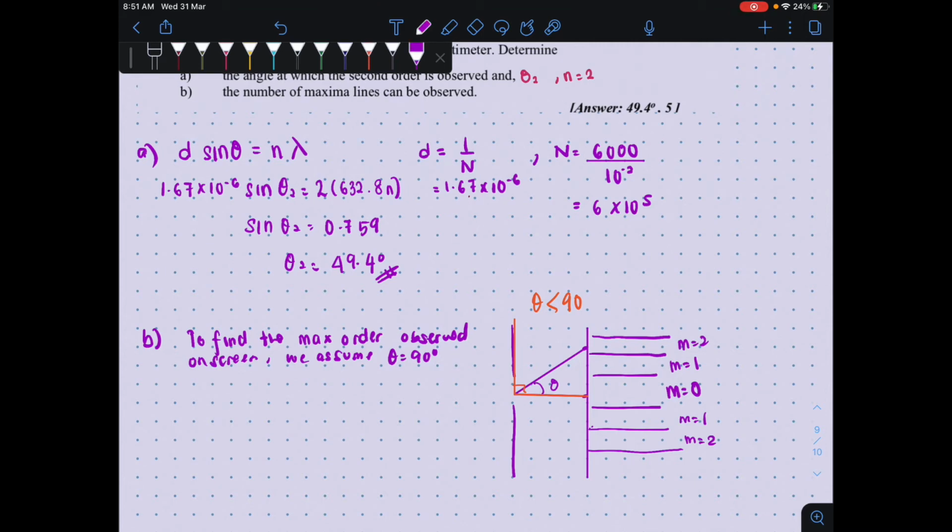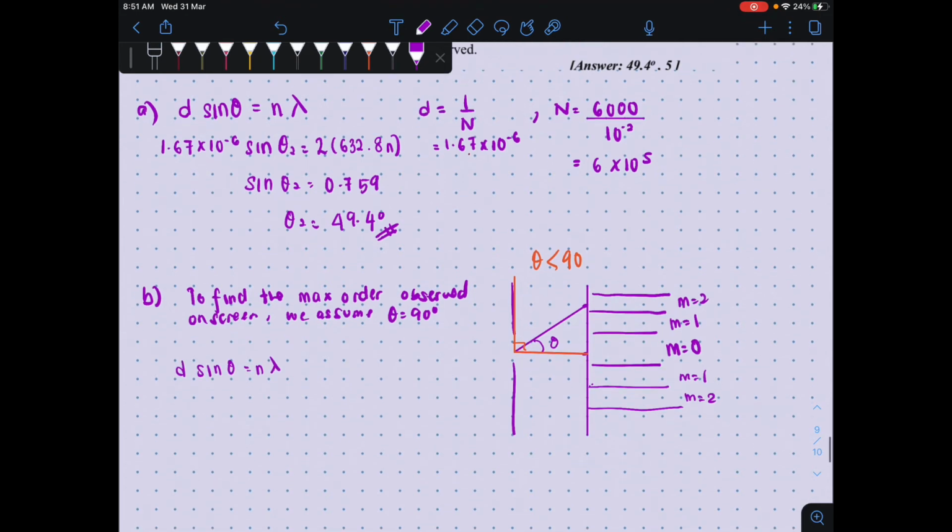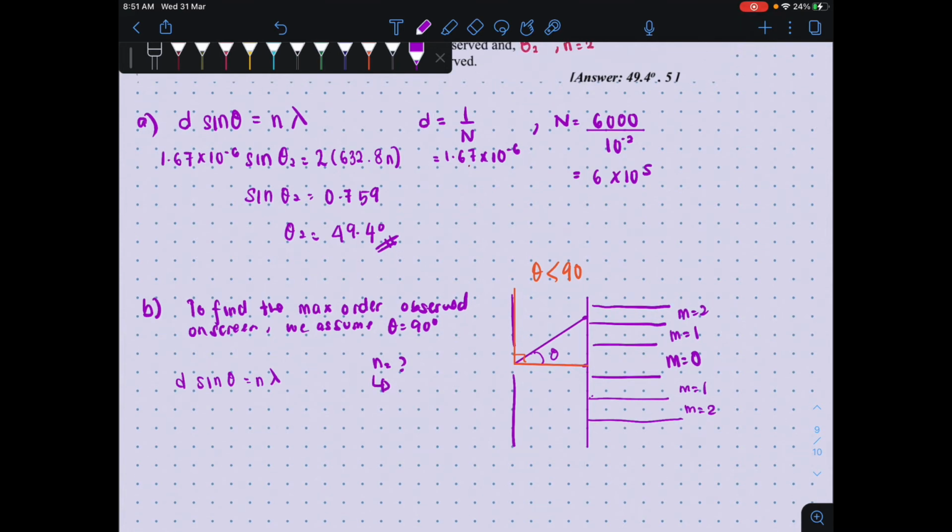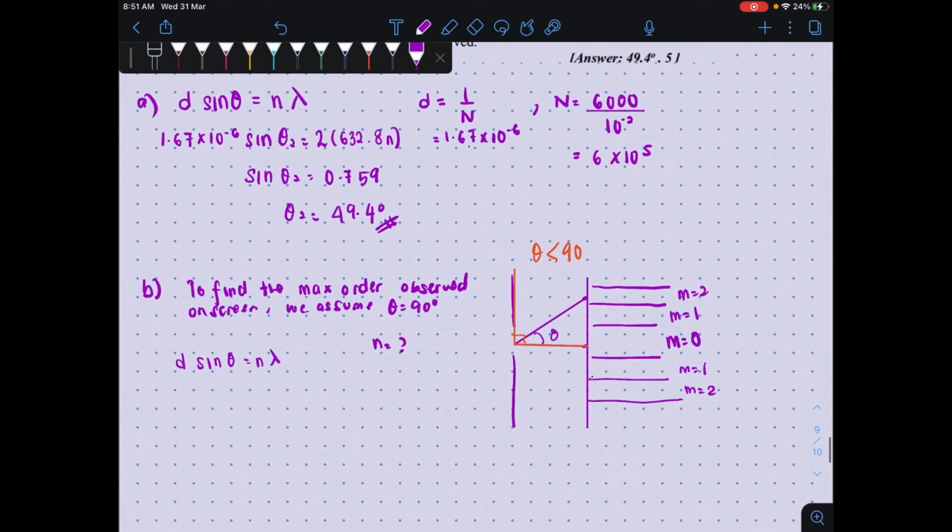Okay, so what you are going to do next is you're going to use the equation d sine theta is equals to n lambda here. Going to substitute your d. Apa yang kita nak cari adalah number of order lah kan. You're looking for number of order first in order to find the lines.